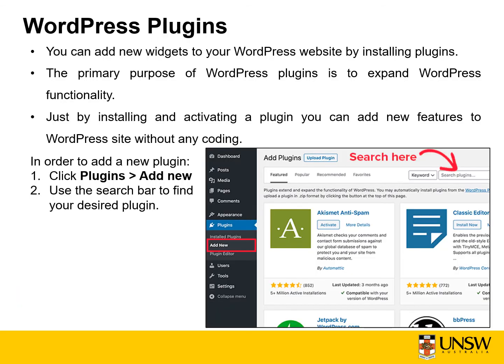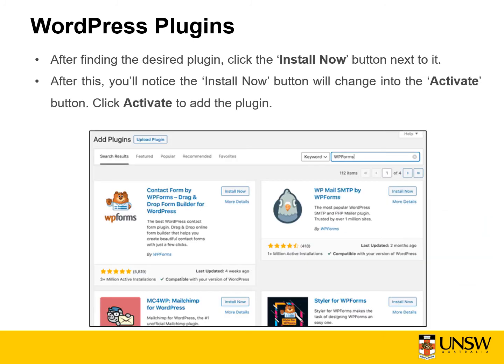As I said before, you can add new widgets to your WordPress website by installing plugins. In fact, plugins are used to expand WordPress functionality. In order to add a new plugin, click Plugins, then click Add New, and use the search bar to find your desired plugin. After finding the desired plugin, you should install it by clicking the Install Now button. And finally, click the Activate button.